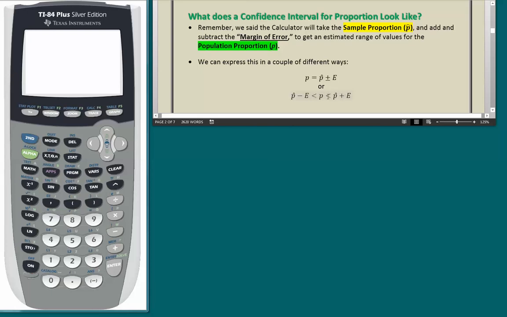So this whole business in the middle here, you simply say P is between P hat minus E, and again, P hat is the sample proportion, minus the margin of error, so that's the little number. The big number is P hat plus E. So E is the same in both cases, but in this case we subtract it from P hat, and in this case we add it to P hat. And you'll see as we go through a problem that when the calculator constructs a confidence interval, it is really creating this thing that you see right here.